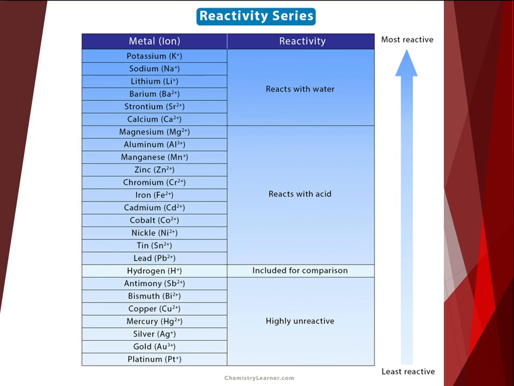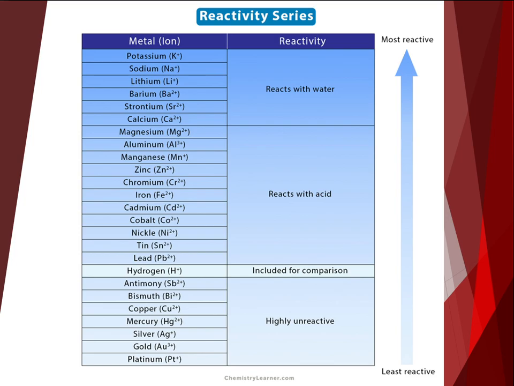But what will happen if silver metal is placed in a copper 2 nitrate solution? The answer is nothing. The silver atoms cannot replace the copper 2 ions. This agrees with the information in the reactivity series.